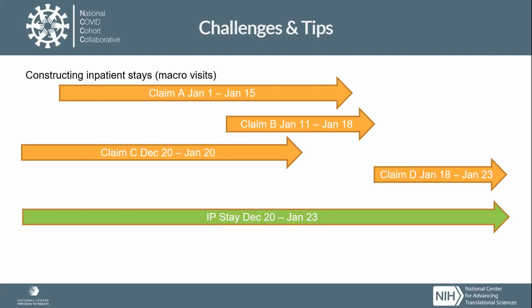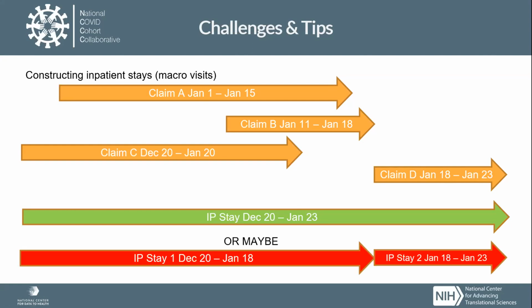So I might put all these together and say this is one big long inpatient stay from the 20th of December to the 23rd of January, based on the earliest admission date, which was December 20th, and the latest discharge date, which was January 23rd. Or it would also maybe be valid for me to say that it's two different inpatient stays. I'm going to allow that somebody can be discharged and then readmitted on the same day. And if I allow that, then I might consider this two different inpatient stays.